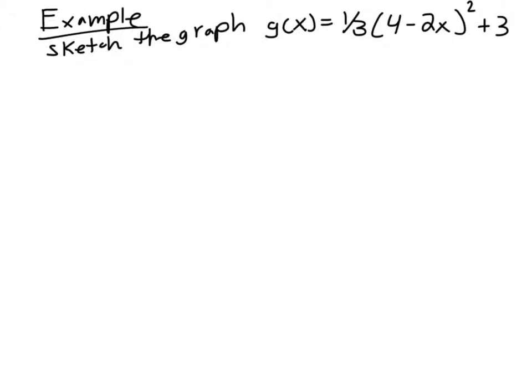Okay, so now let's do an example where we need to do multiple transformations in sequence. So first thing I want to do is make this look like the format that I had in the previous slide. In the previous slide I had A times f of B, x plus c, and then plus d. Okay, so I want to identify which each of those things are here.